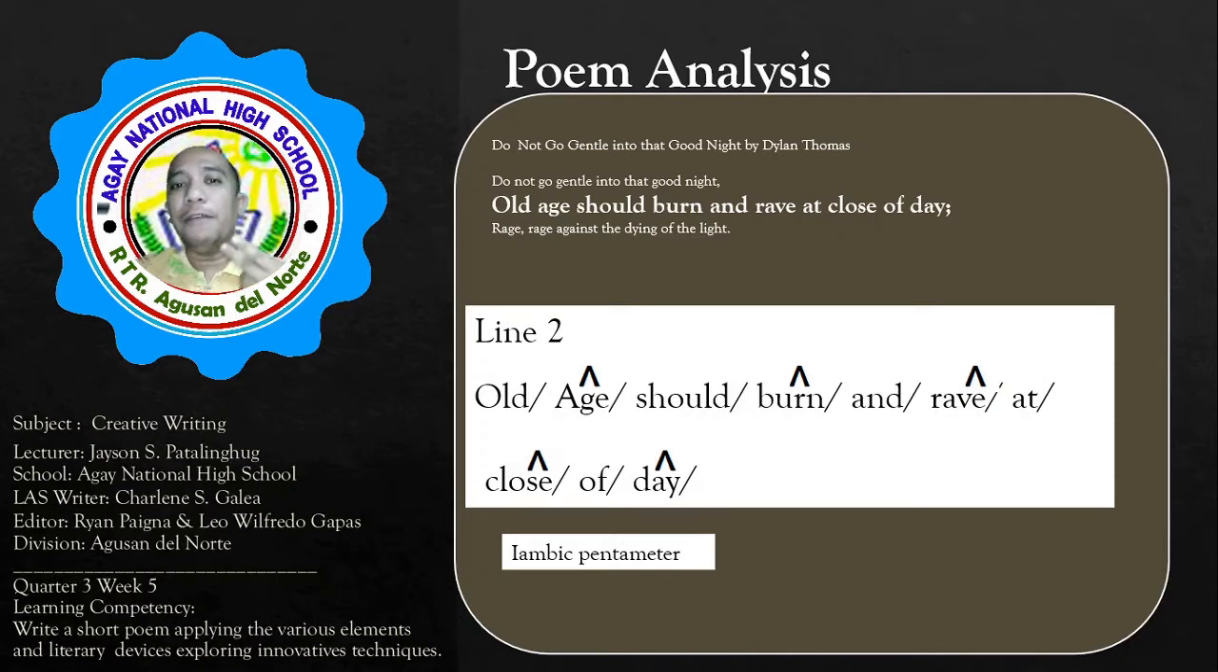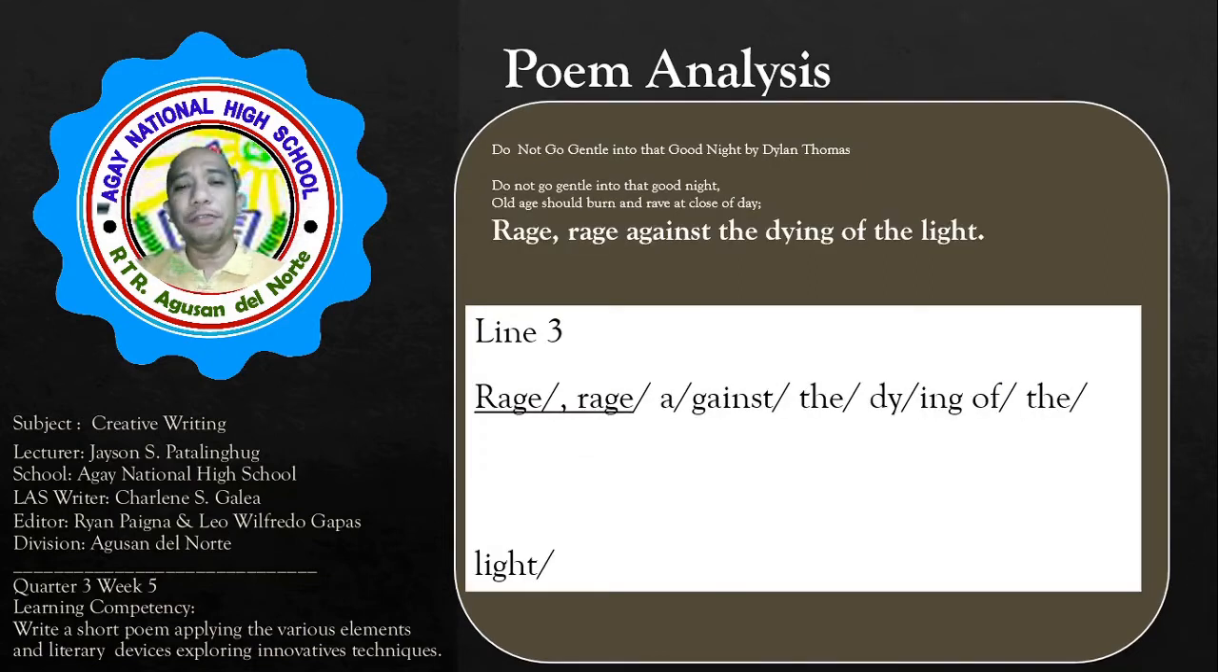Now, we have line 3 in order to conclude our answer. Okay, for line 3, we have to syllabicate again. Rage, rage, against. Against, that's 2 syllables, so we have to separate it. Against the dying. Dying is 2 syllables, so we have to separate that as well. Of the light. Okay, so we come up with these syllables.